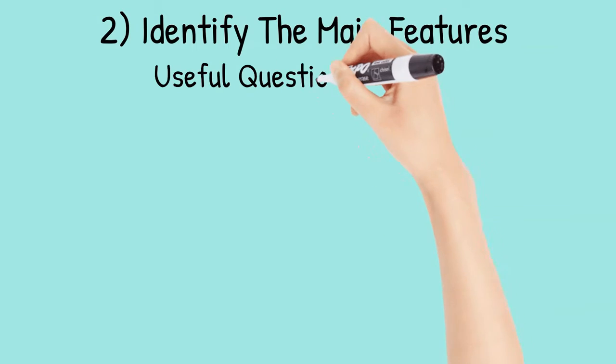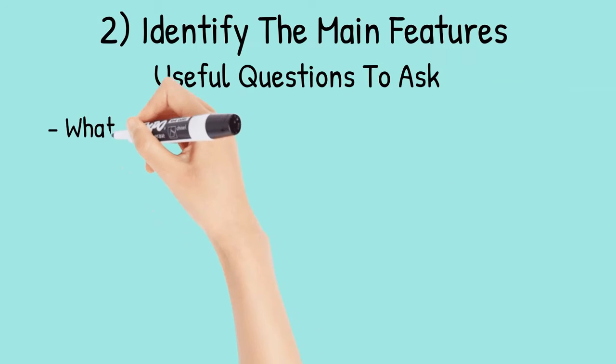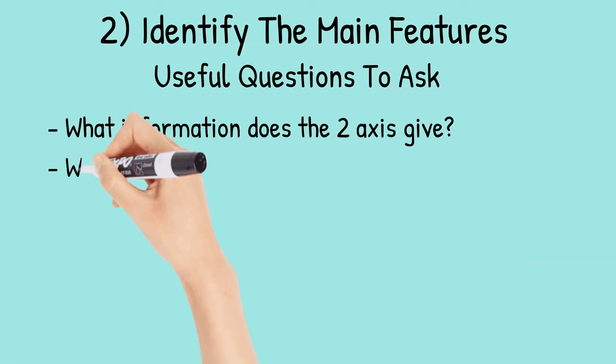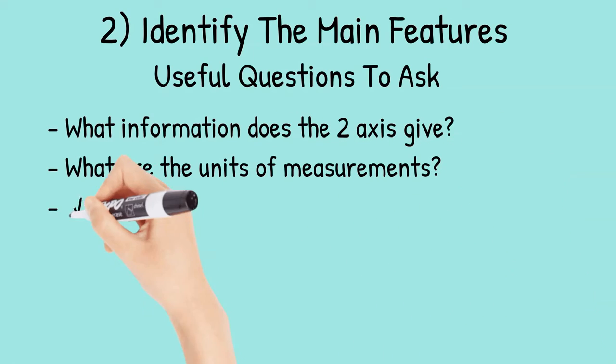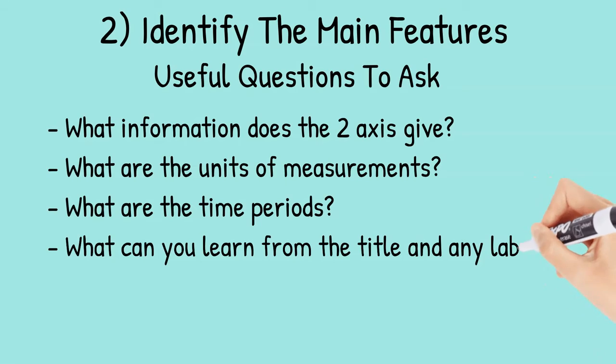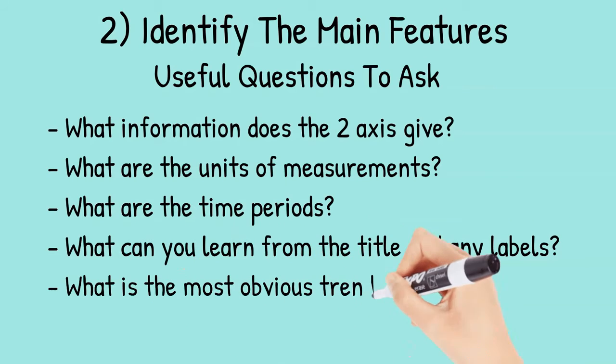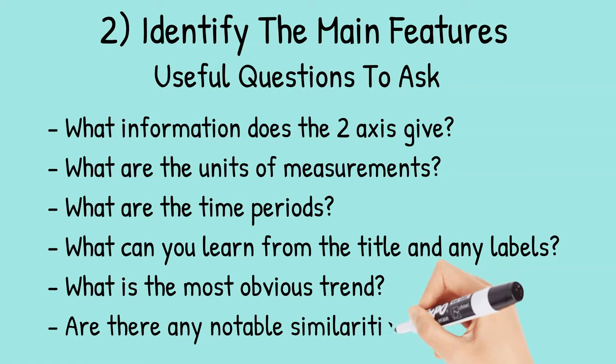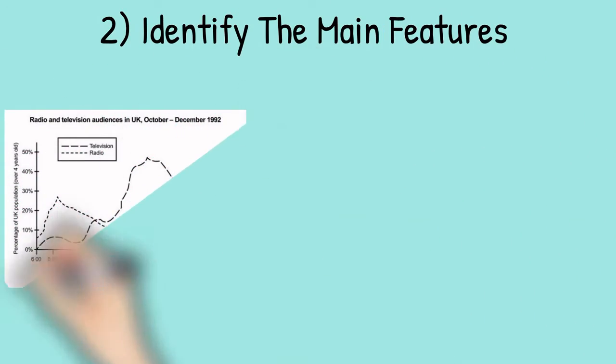Here are some useful questions to ask. What information do the 2 axes give? What are the units of measurement? What are the time periods? What can you learn from the title and any labels? What is the most obvious trend? And are there any notable similarities? So what main features stand out in our practice graphic? Here's our IELTS line graph again.